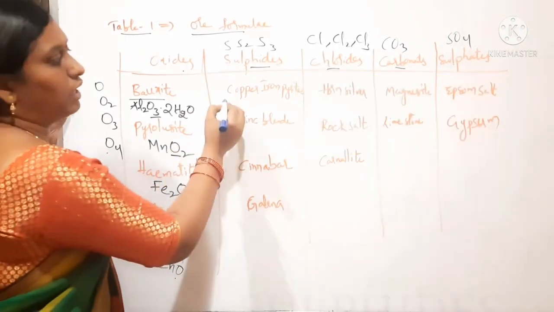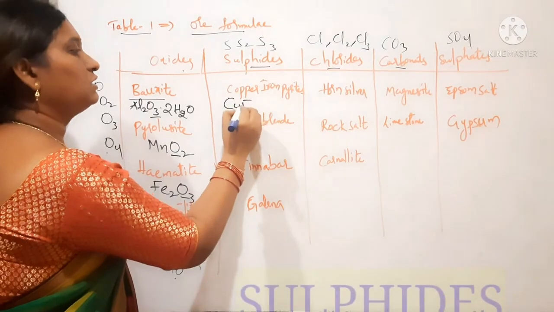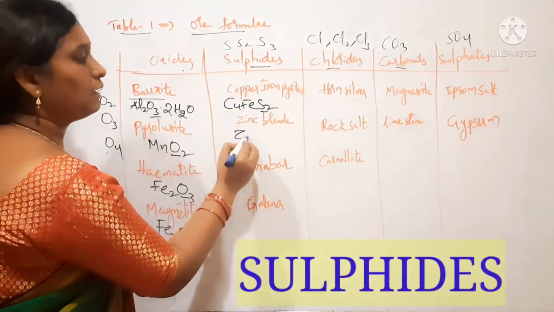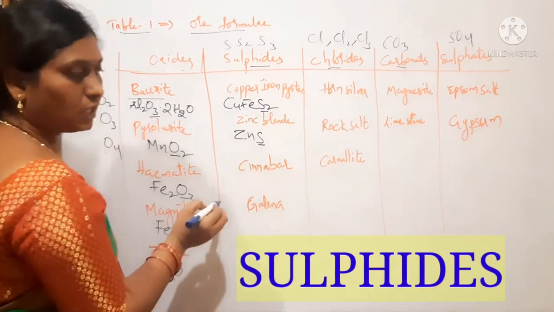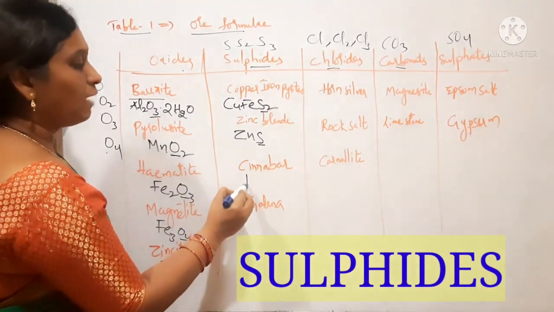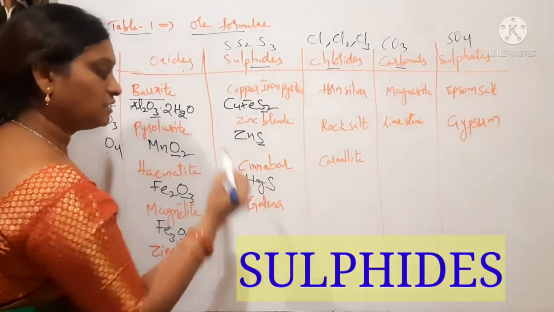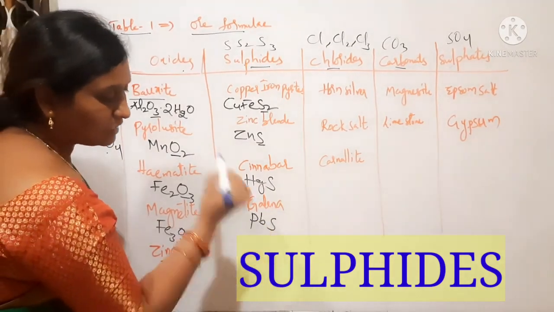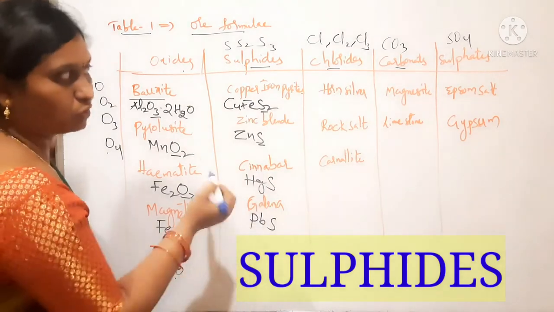And you take copper iron pyrites, CuFeS2, S2 is present. So these are sulfides. Zinc blende, finally S is present. So these are sulfides. Cinnabar, HgS, mercuric sulfide. Galena, PbS, lead sulfide. All these are sulfide ores.